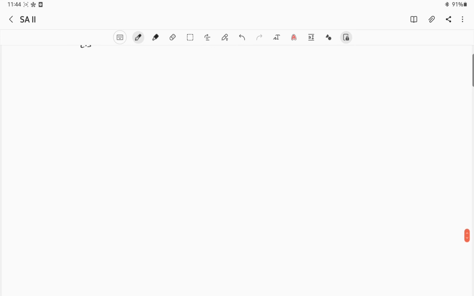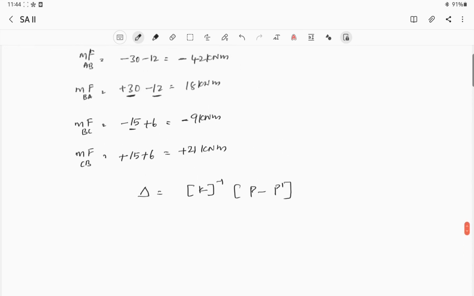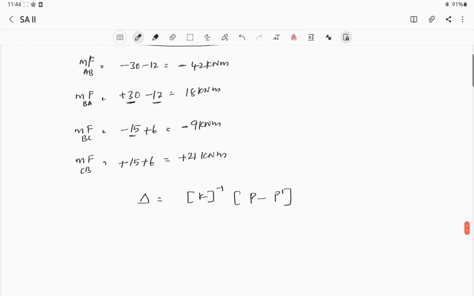So once we complete this one, we'll go for the formula, that is delta is equal to inverse of stiffness matrix, that is K inverse into P minus P dash. So what is this one? P1 and P2. P1 and P2 is equal to 0, but P1 dash and P2 dash are 9 and 21. How we got 9 and 21? See here.